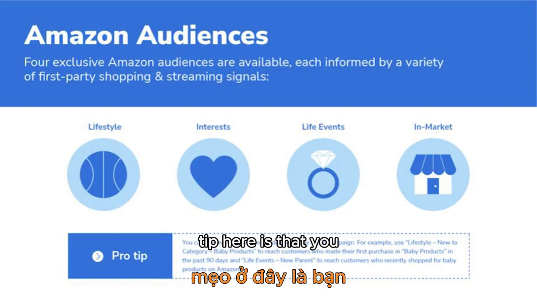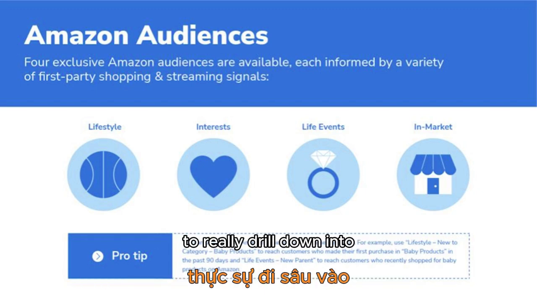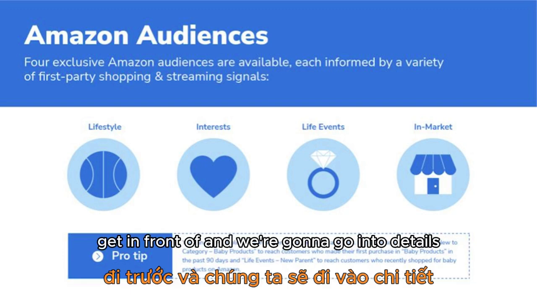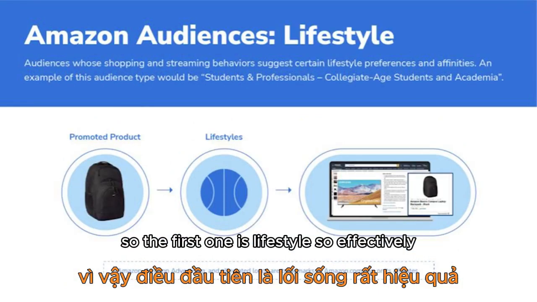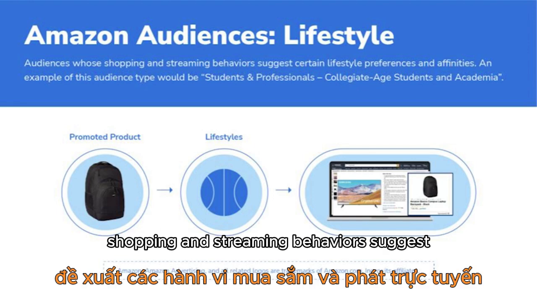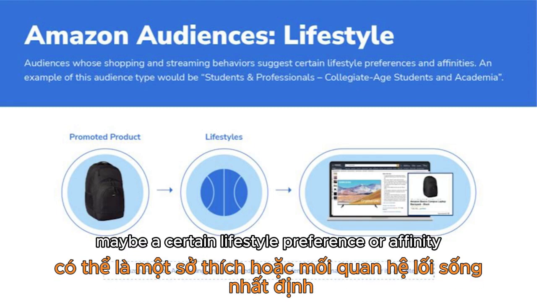Now, a pro tip here is that you can actually combine these audiences to really drill down into the exact shopper that you're looking to get in front of, and we're going to go into detail so this tip will make a little bit more sense. So the first one is lifestyle. Effectively, these are audiences whose shopping and streaming behaviors suggest a certain lifestyle preference or affinity.